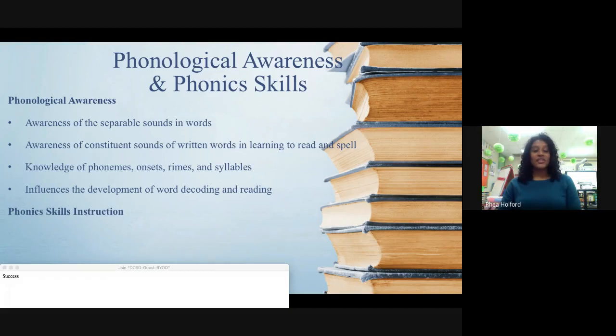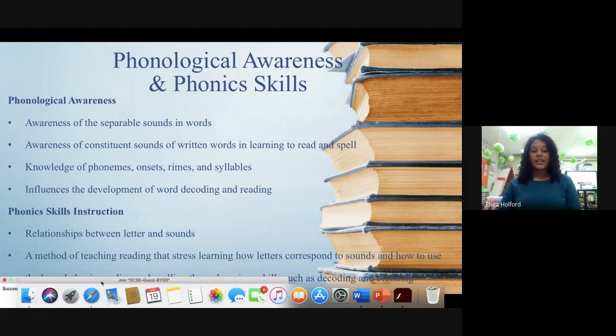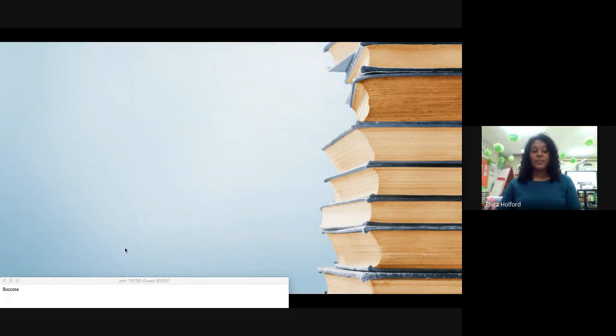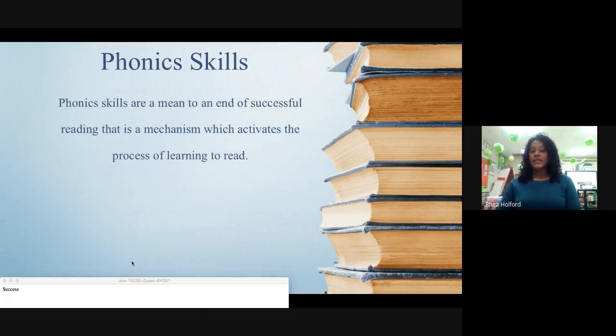Phonics skills instruction: the relationships between letters and sounds, and a method of teaching reading that stresses learning how letters correspond to sounds and how to use the knowledge in reading and spelling through various skills such as decoding and blending. Phonics skills are a means to an end of successful reading, that is, a mechanism which activates a process of learning to read.